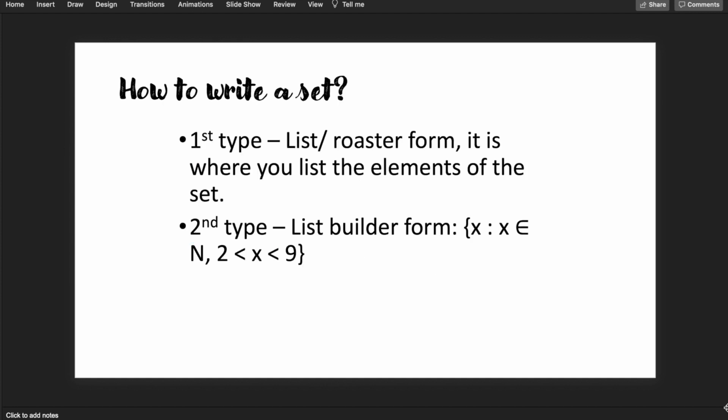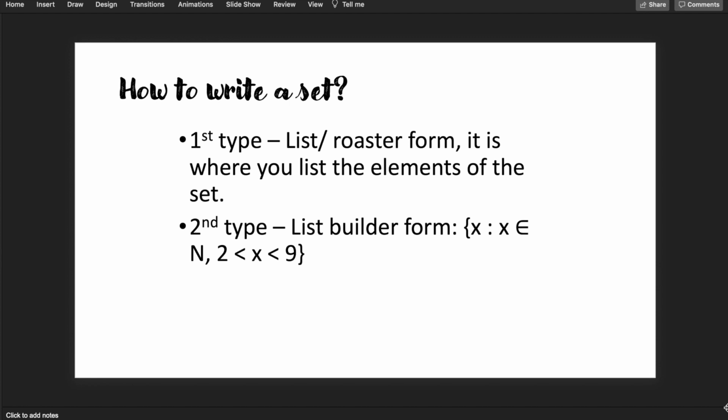So how do you write a set? There are two ways of writing a set. One is called lister or roster form. It is where you list the elements of a set, like we did in the previous examples, like A equals 2, 3, 5, 7, etc. So you will have to list. However, you can't continue writing hundreds and thousands of elements. Therefore, one more was created called set builder form.